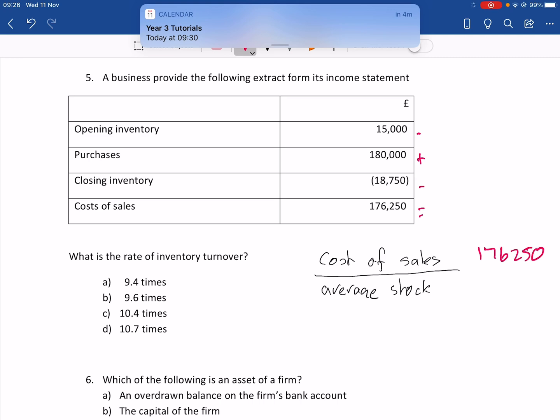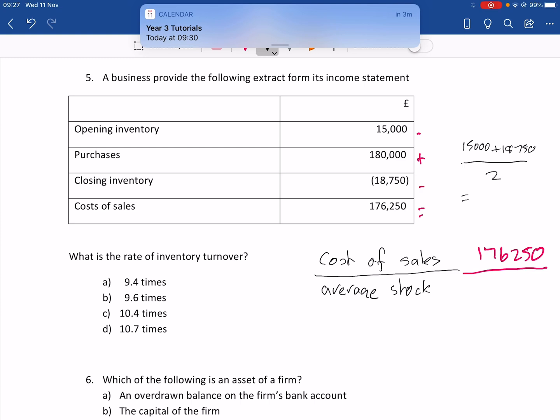In this question, the cost of sales is 176,250. And the average stock is your opening stock, which is 15,000, plus your closing stock, which is 18,750, and divide that by 2. That gives you the average stock. I'll do the calculation to show you.